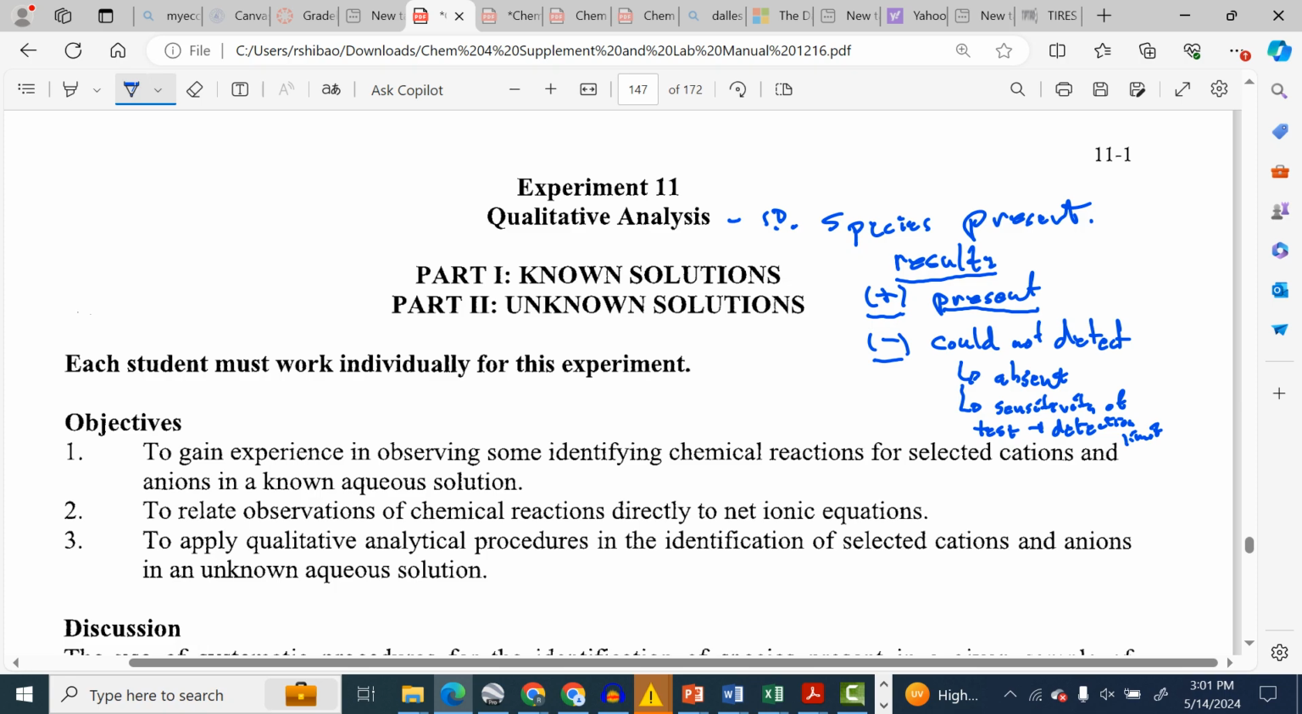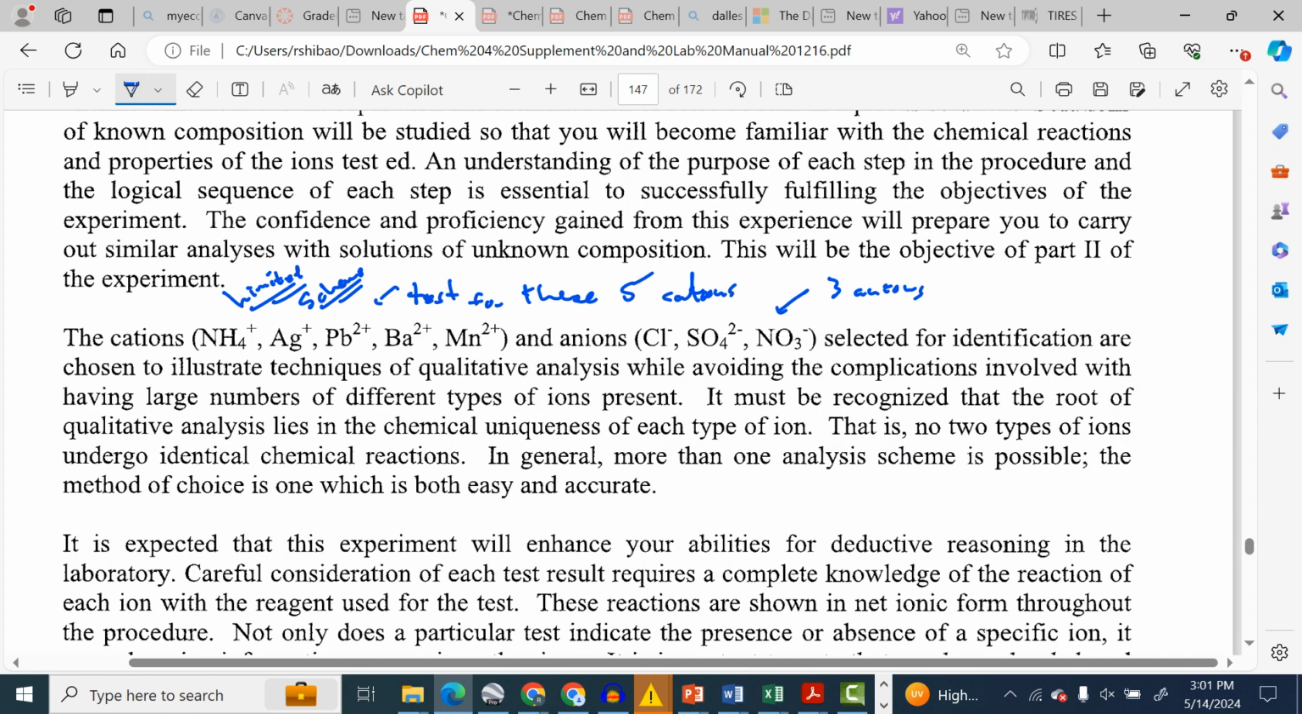So people have thought of a scheme for analyzing ions. So we're going to analyze these 8 ions here.